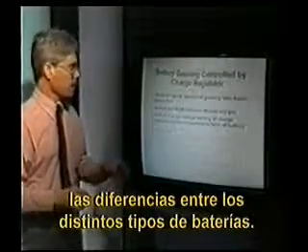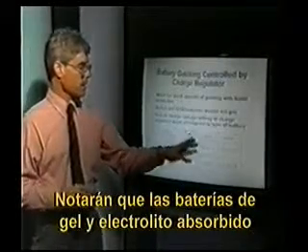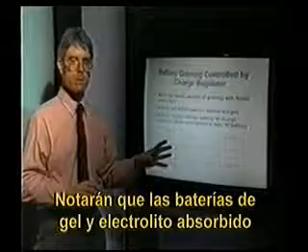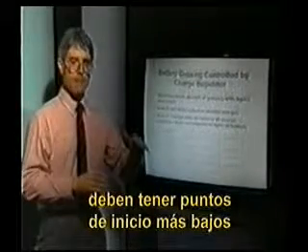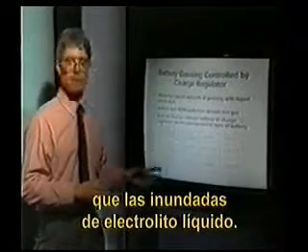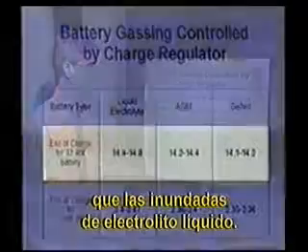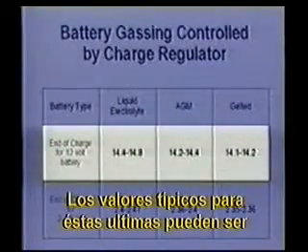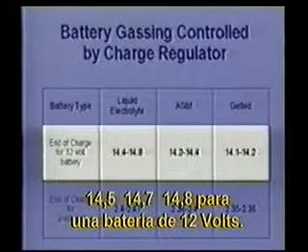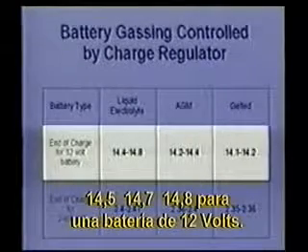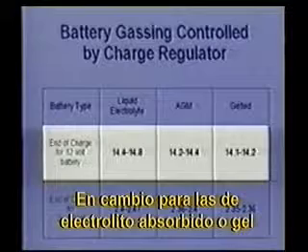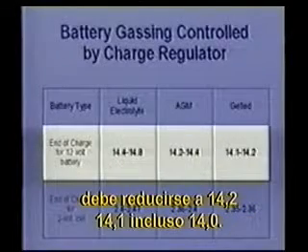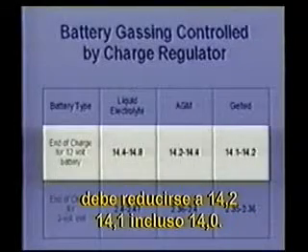But in general, I think these guidelines are safe in terms of showing you the differences between the different types of batteries. Certainly what you notice is that the gelled and absorbed glass mat batteries should have lower set points than the flooded liquid electrolyte batteries. Typical values used for liquid flooded batteries might be 14.5, 14.7, 14.8 for a 12-volt battery. But for absorbed glass mat or gel batteries, should be reduced to 14.2, 14.1, perhaps even 14.0.